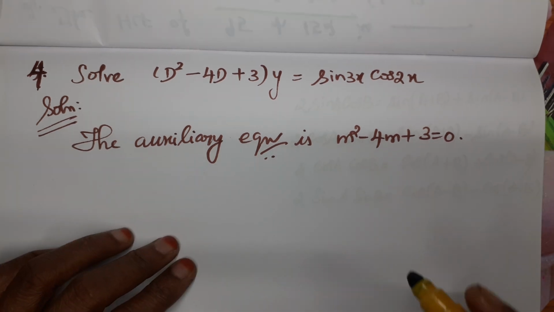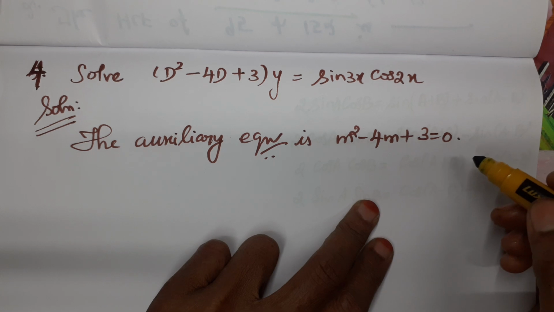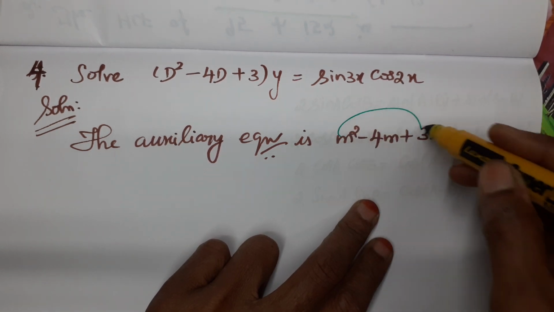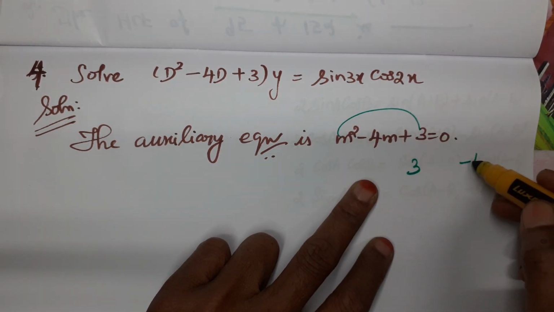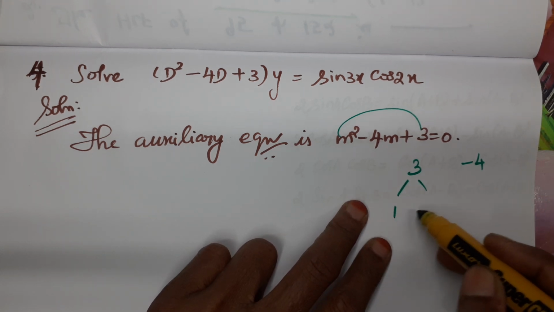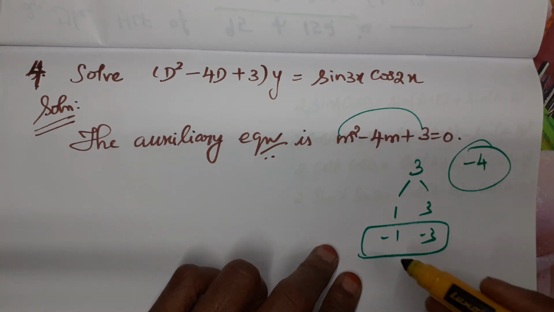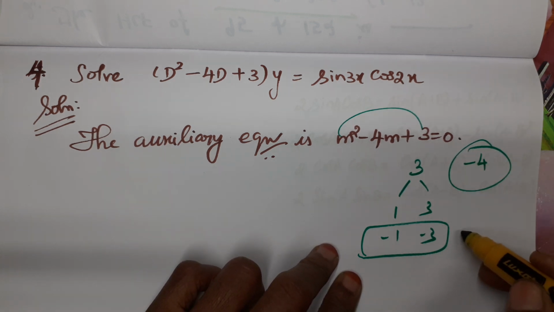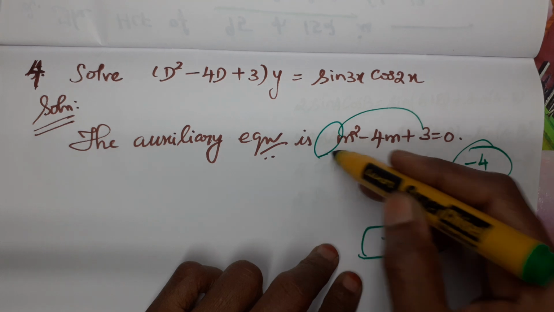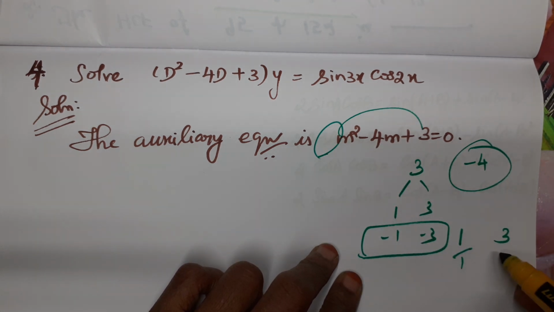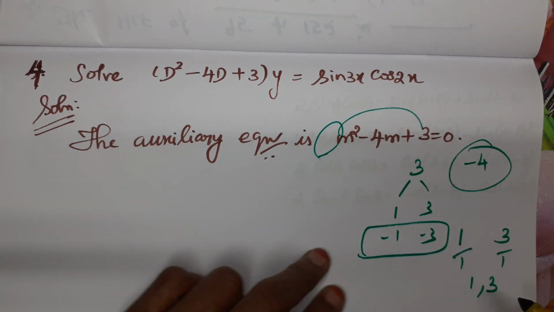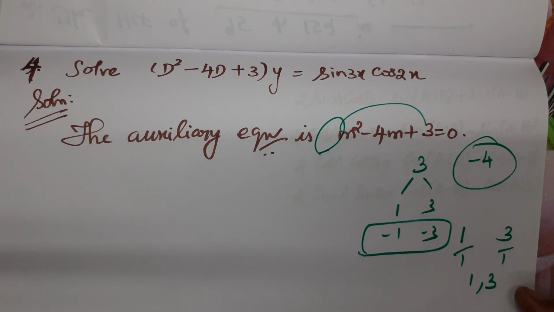So the auxiliary equation is m squared minus 4m plus 3 equal to 0. We have to find the roots. Multiplication of these two is 3. Addition is minus 4. 1, 3, minus 1, minus 3. This will give the addition minus 4. So we have to change the sign. So it is plus 1, plus 3, and here the coefficient is 1, so divided by 1. So 1 comma 3 are the roots of the auxiliary equation. Right?